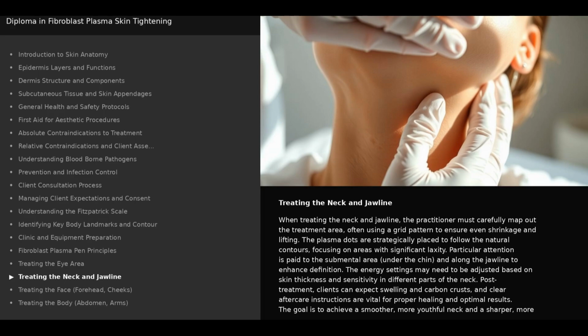The plasma dots are strategically placed to follow the natural contours, focusing on areas with significant laxity. Particular attention is paid to the submental area, under the chin, and along the jawline to enhance definition. The energy settings may need to be adjusted based on skin thickness and sensitivity in different parts of the neck. Post-treatment, clients can expect swelling and carbon crusts, and clear aftercare instructions are vital for proper healing and optimal results. The goal is to achieve a smoother, more youthful neck and a sharper, more defined jawline.